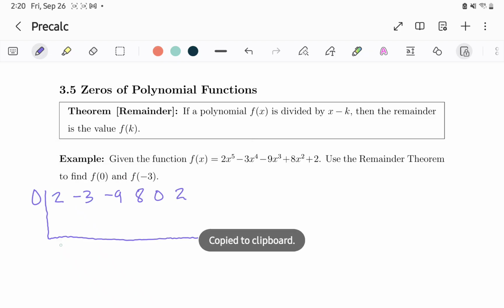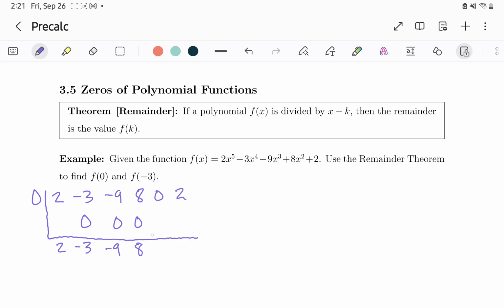And so the first thing we're going to do is just bring down the 2. Then 0 times 2 is just going to be 0, of course. Add that to minus 3, and that's going to be minus 3. Then minus 3 times 0 is 0. Add that to minus 9, and we get minus 9. And then minus 9 times 0 is 0. Add that to 8, and we're going to have 8.